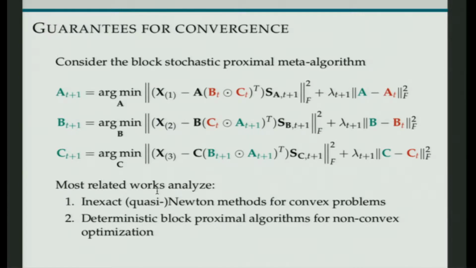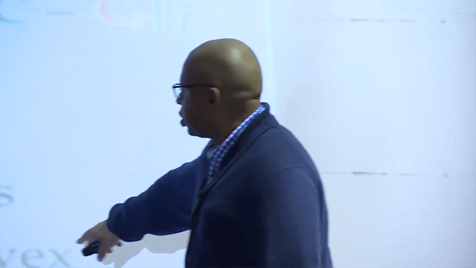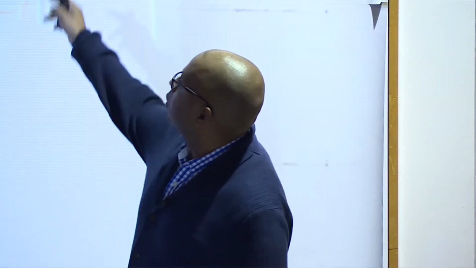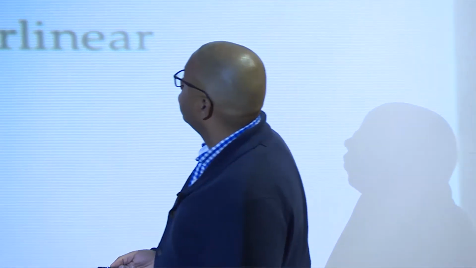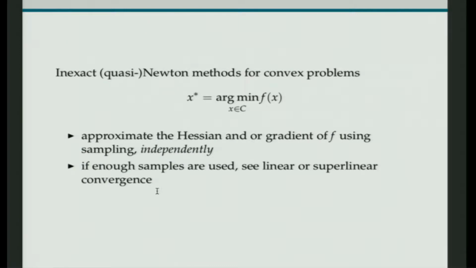Okay, so most of the related works analyze inexact quasi-Newton methods for convex problems, or they analyze deterministic block proximal algorithms for non-convex problems. Okay? So in particular, there are deterministic analyses of this scheme. Okay, so the inexact quasi-Newton methods for convex problems that are most related to our work approximate the Hessian and or the gradient of f using sampling independently of each other. Okay? And if enough samples are used, then you can see linear or superlinear convergence. Okay? So I think Fred has work on this.